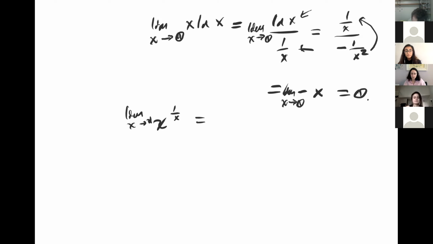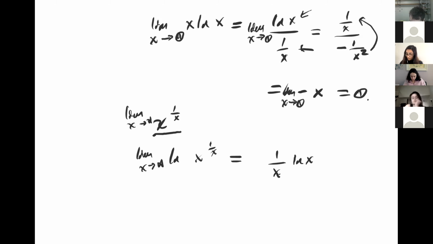So for this one, it's not immediately obvious how to use L'Hopital's rule. The only reasonable thing that you can do is, instead of computing the limit as x goes to infinity of x to the 1 over x, why don't we compute the limit, so it's not equal, but why don't we try taking log? So we'll take log of x to the 1 over x, limit as x goes to infinity. And so then that gives you 1 over x, ln x, limit as x goes to infinity.